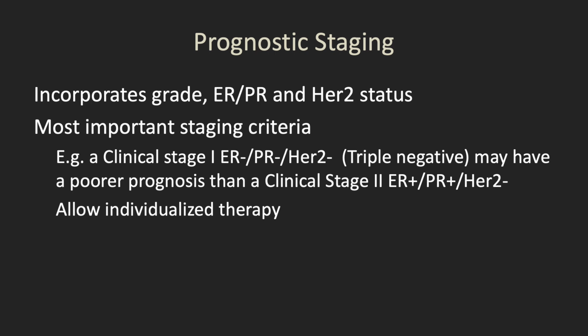And the prognostic staging includes the grade of the tumor, the ER, PR, and HER2 status. And this is really the most important staging criteria. So you can have a patient who is a clinical stage 1 triple negative, who may have a poorer prognosis than a clinical stage 2 ER positive, PR positive, HER2 negative tumor. And this does allow individualized therapy, however.